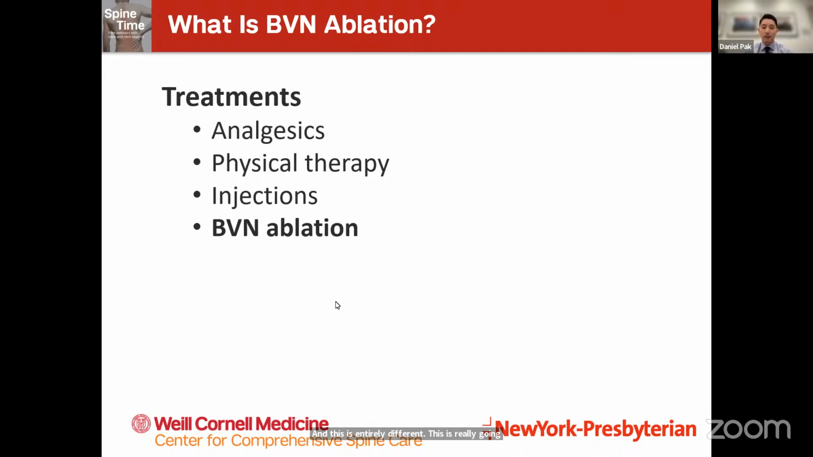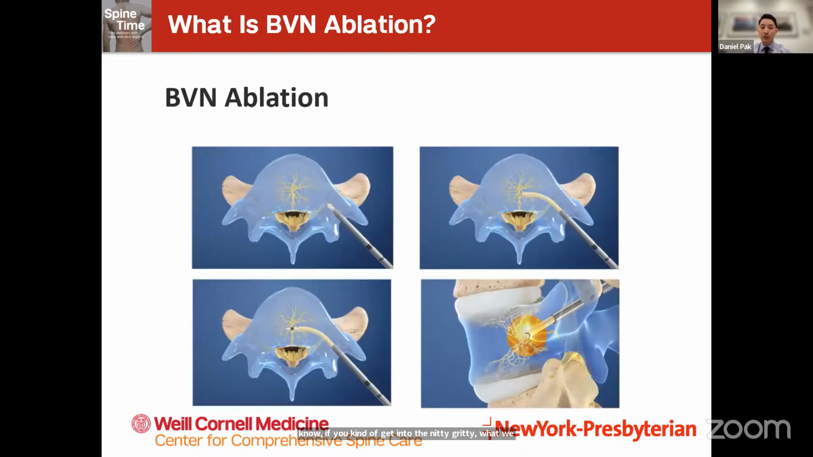In this particular case, if you get into the nitty gritty, what we do is we essentially take a lesion of 85 degrees for this particular procedure, and we do it for a longer period of time. Typically for a regular lumbar radiofrequency ablation, most people will do it for about a minute and a half. In this particular case, it's closer to around 15 minutes.